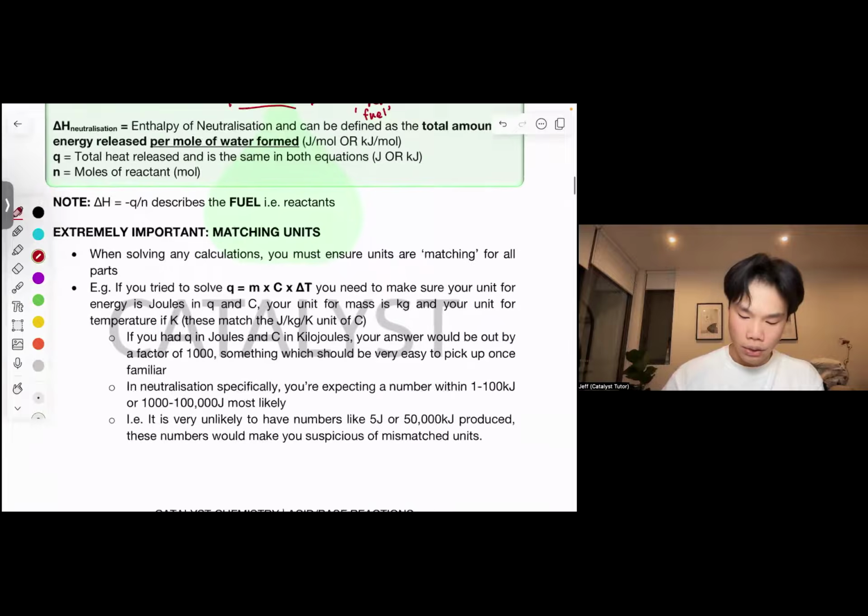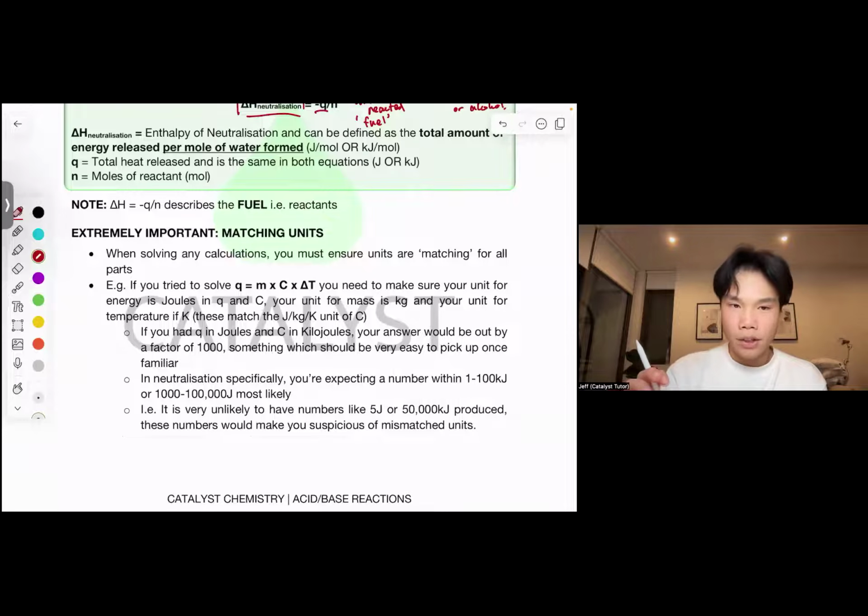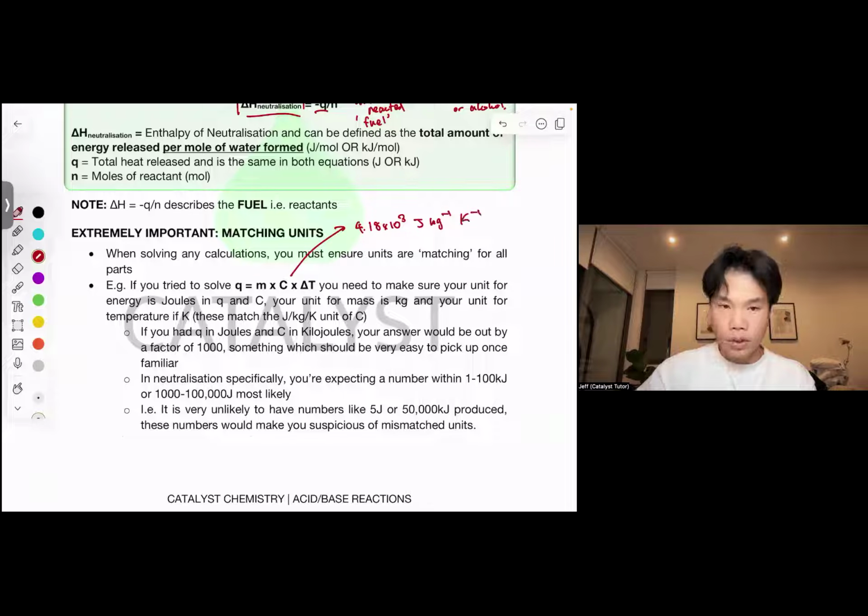Just a point on matching units. Whenever you do any calculation in chemistry, if you aren't sure on units, you will have factors of thousands out oftentimes. It should be clear when you make this mistake, but if you don't match your units, you will make big mistakes. So whenever you're doing a question like this, your constants guide your units. Your constant for C in the formula sheet is 4.18 times 10 to the power of 3 joules per kilogram per Kelvin. So this tells you that everything else you do in your calculations should be in terms of the units you use in your constant.